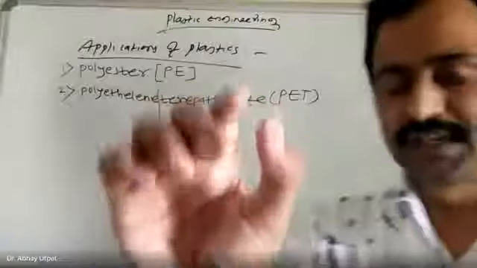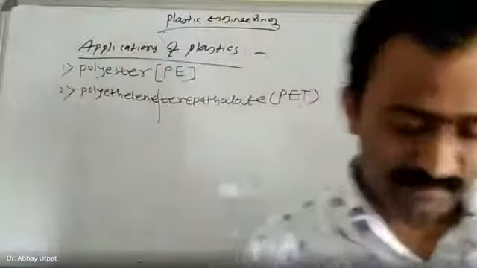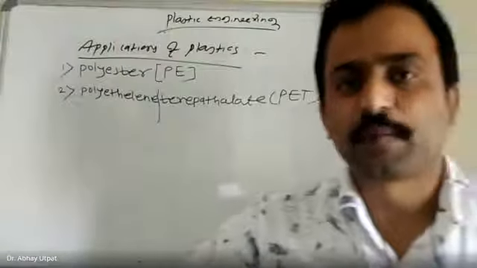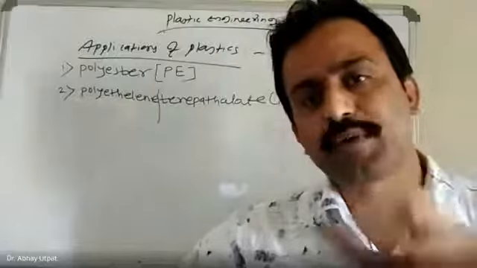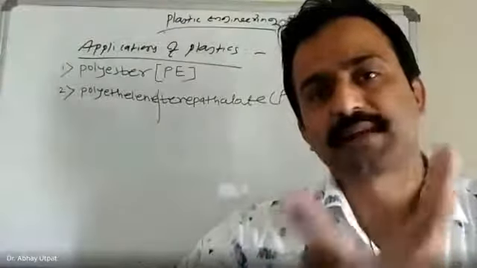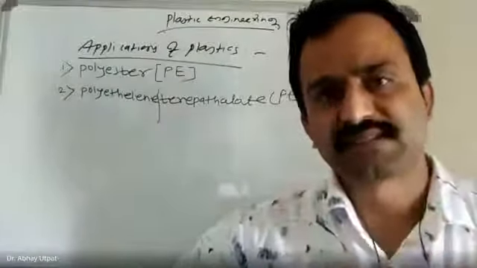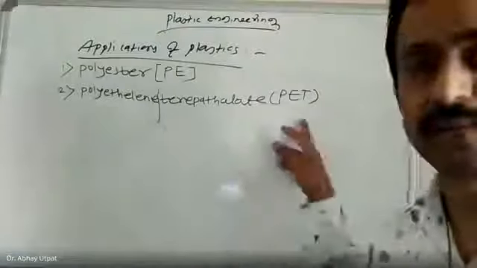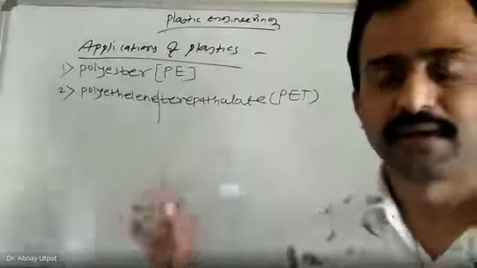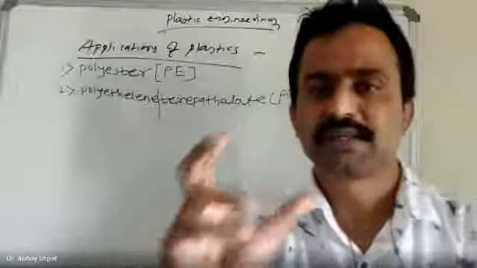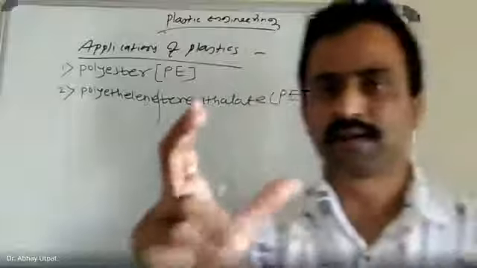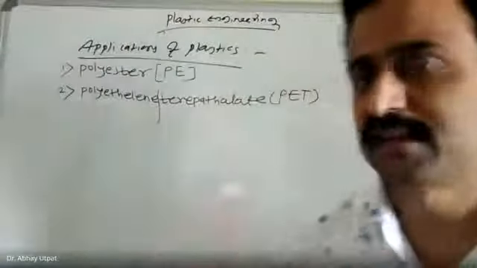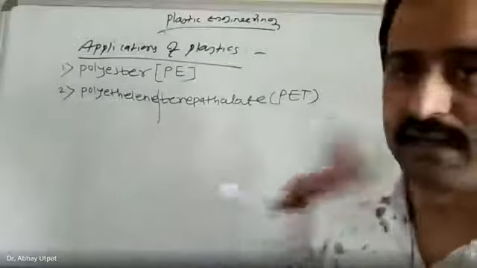It is used in carbonated drinking bottles. So whatever carbonated drinking bottle means your Pepsi Cola, then Thumbs Up and other drinks. Wherever that plastic bottles are used, these are polyethylene terephthalate. I repeat, carbonated drinks bottle means this Pepsi, Coca-Cola, Thumbs Up and other bottles are there, which are made up of plastic. These are polyethylene terephthalate.